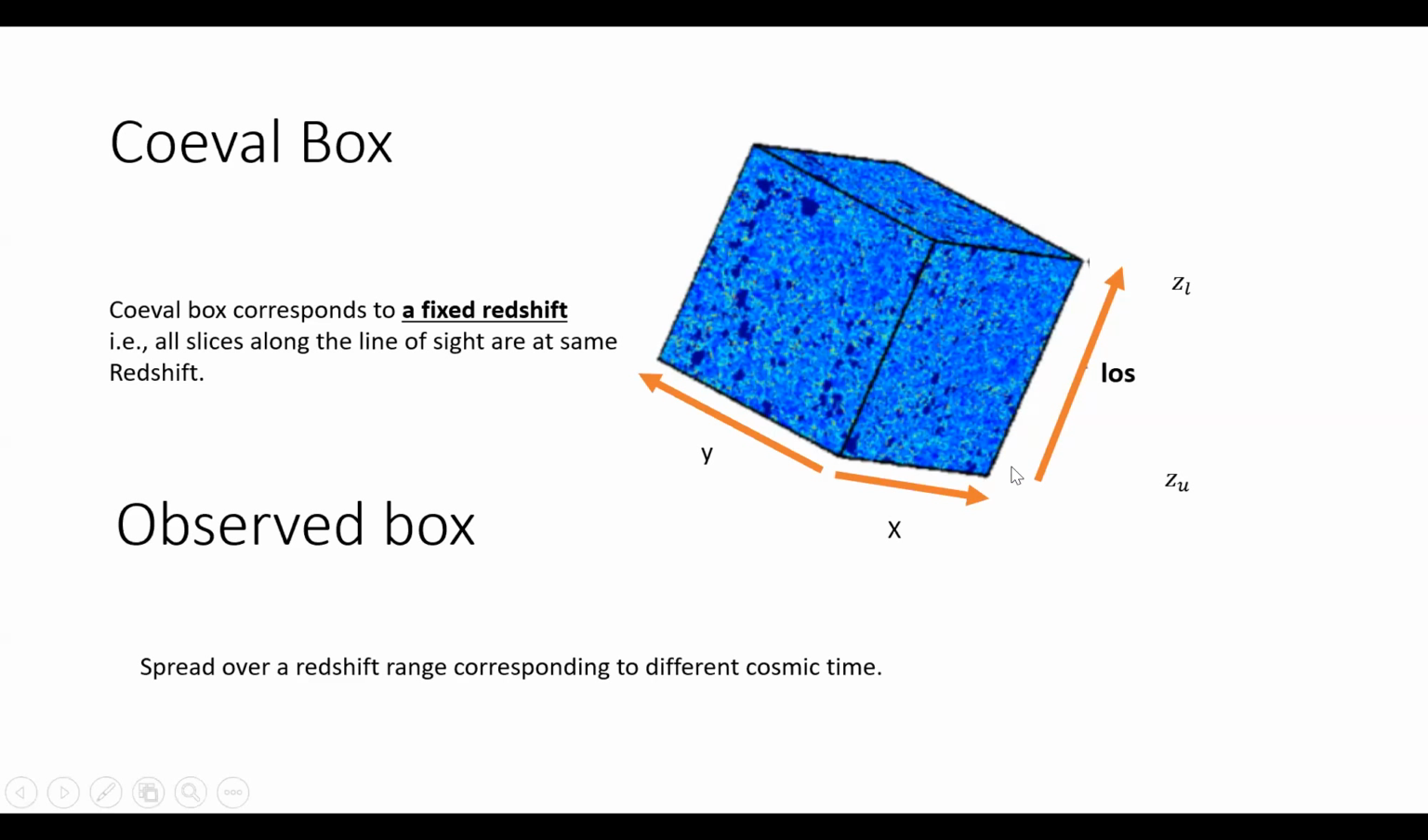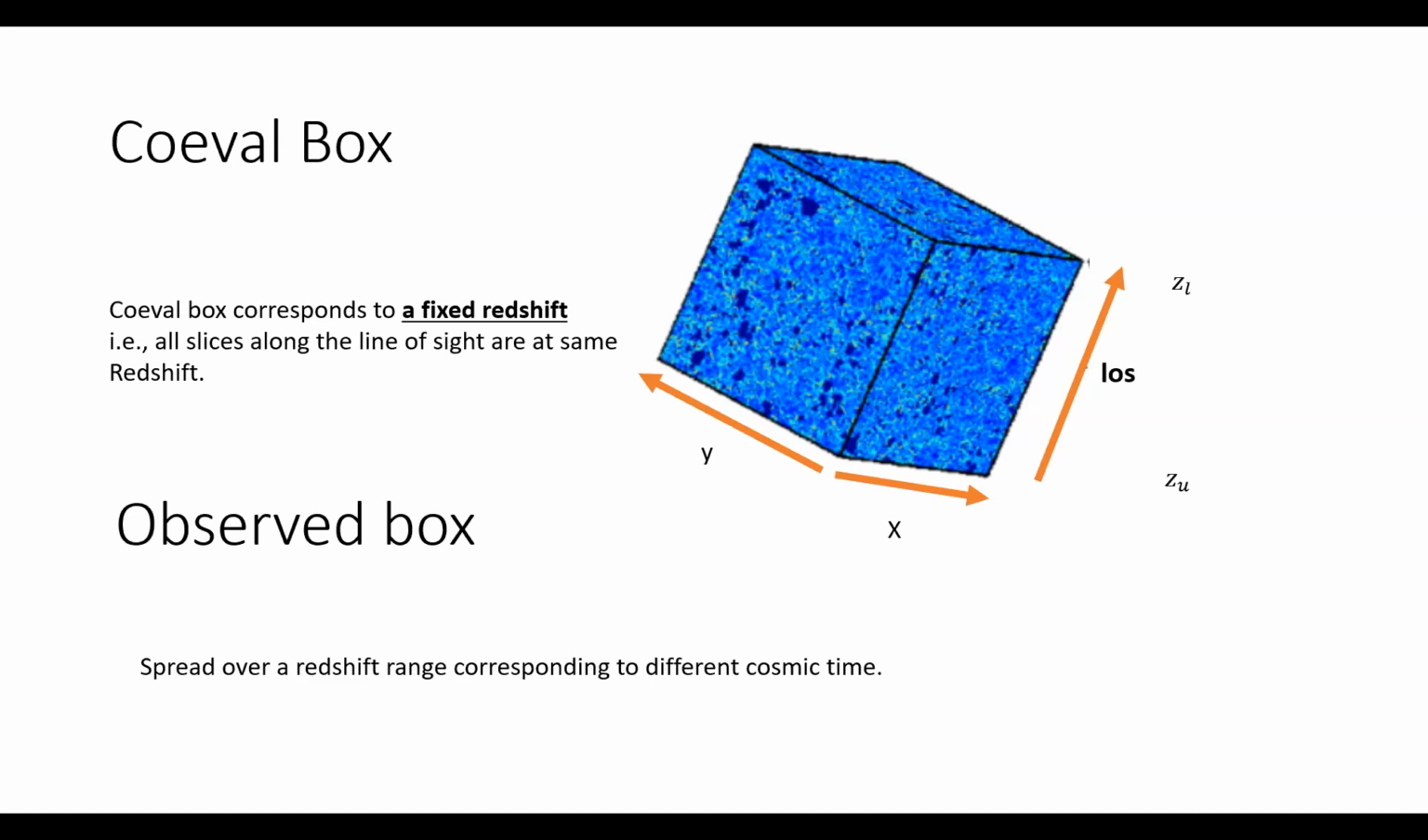So let's say you are observing in a frequency band from 150 megahertz to 170 megahertz. That corresponds to some lower redshifts and higher redshifts, so your box actually spreads in redshift. It is not a fixed redshift. But your simulation gives you a box at a particular fixed redshift, and there is a problem. If you use a coeval box, where the entire box is at one redshift, you are not calculating things correctly.